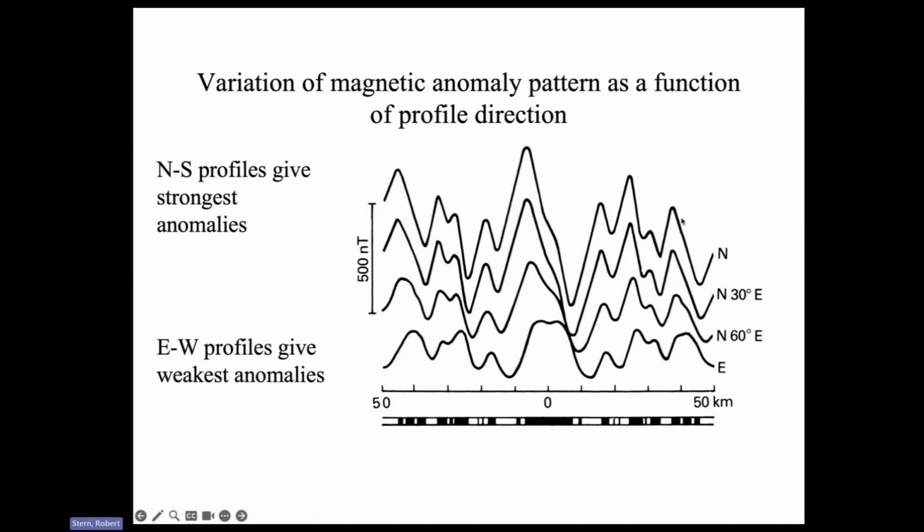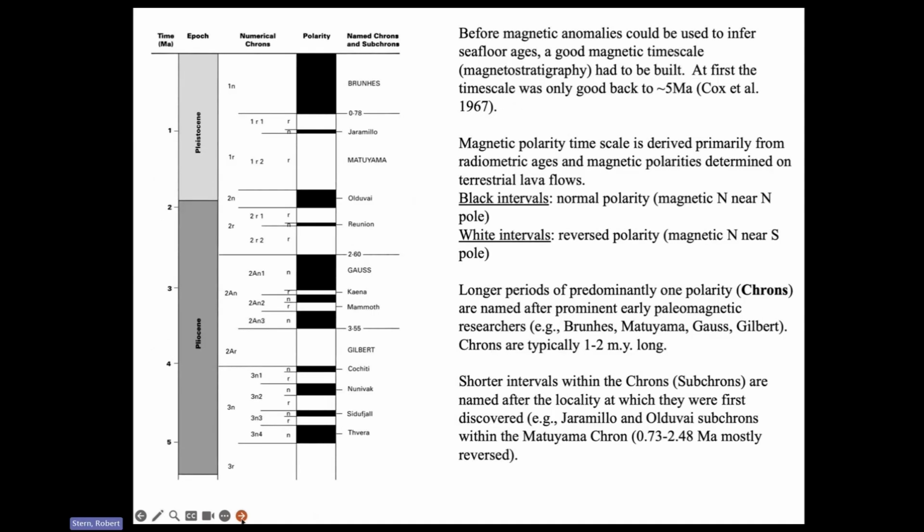So here's the same reversal sequence for a north-south profile across it versus an east-west one. That's 500 nanoteslas. Now, before we could really use magnetic anomalies to infer the seafloor ages, we had to come up with a geomagnetic timescale, that is magnetostratigraphy. At first, the timescale was only good back to about 5 million years. This is it going back to about 5 million years here. 1, 2, 3, 4, 5.